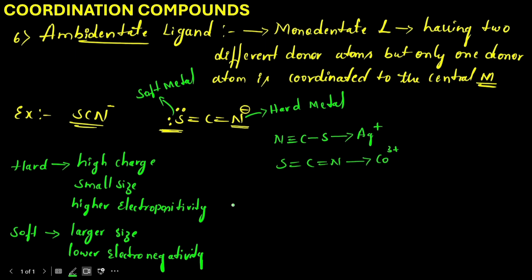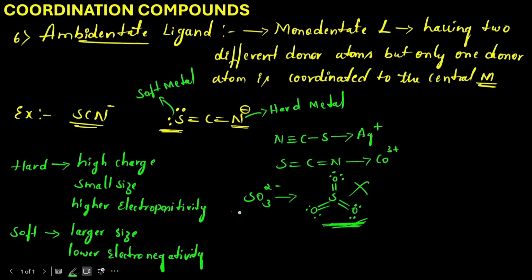We will take another example, that is SO3 2 minus. If you write the structure of SO3 2 minus, that is S double bond O, here double bond O and here also double bond O. So here oxygen has a lone pair of electrons, here oxygen has lone pair of electrons, here also oxygen has lone pair of electrons. The condition to be an ambidentate ligand is it should contain two different donor atoms, but here only one type of donor atom is there, that is oxygen. Therefore, this is not an ambidentate ligand.